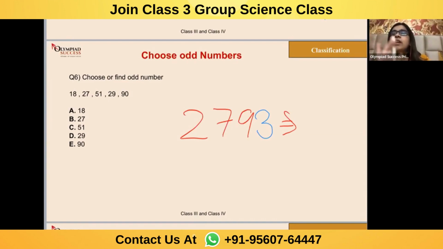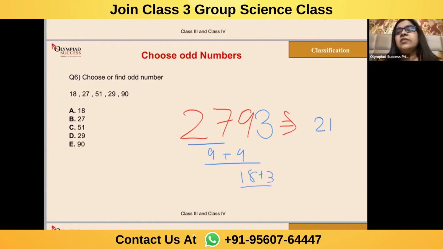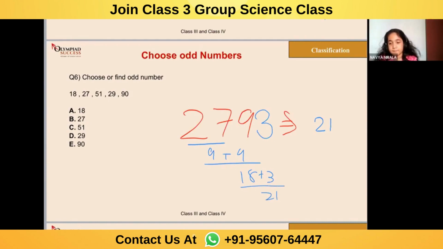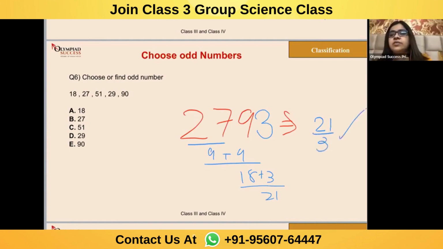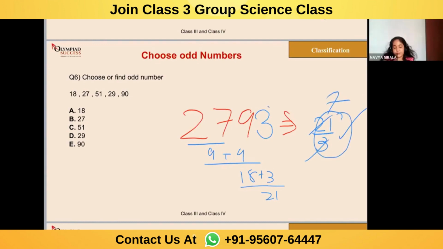Viona, you also. Kirtana, Harnit, I know you people know the answer. Okay, good, Viona. Navya, did you get 21? 2 plus 7, 9. 9 plus 9, 18. 18 plus 3, 21. Is 21 divisible by 3? Yes, 3 sevens are 21. So if this number is divisible by 3, the original number is also divisible by 3. That is the divisibility rule.